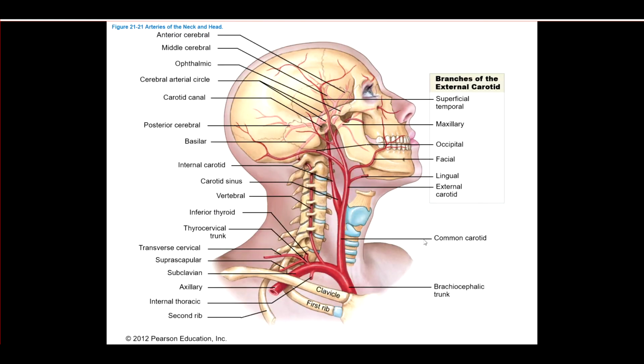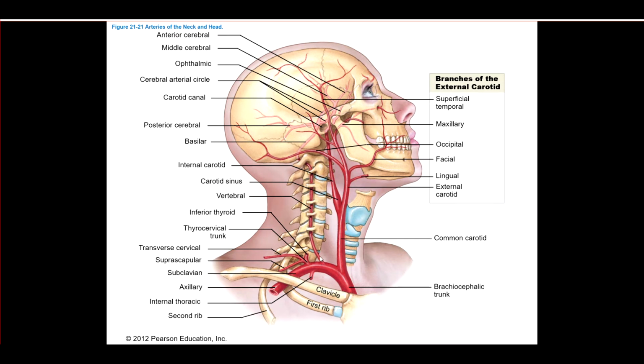So let's go to the more detailed picture. Again, I'm going to do this on purpose. Brachiocephalic trunk that splits into the right subclavian, right common carotid. At C4, right common carotid splits into the external carotid, and then you see all of its branches, and then the internal carotid, which goes in to feed the brain. And that's what we've done so far.